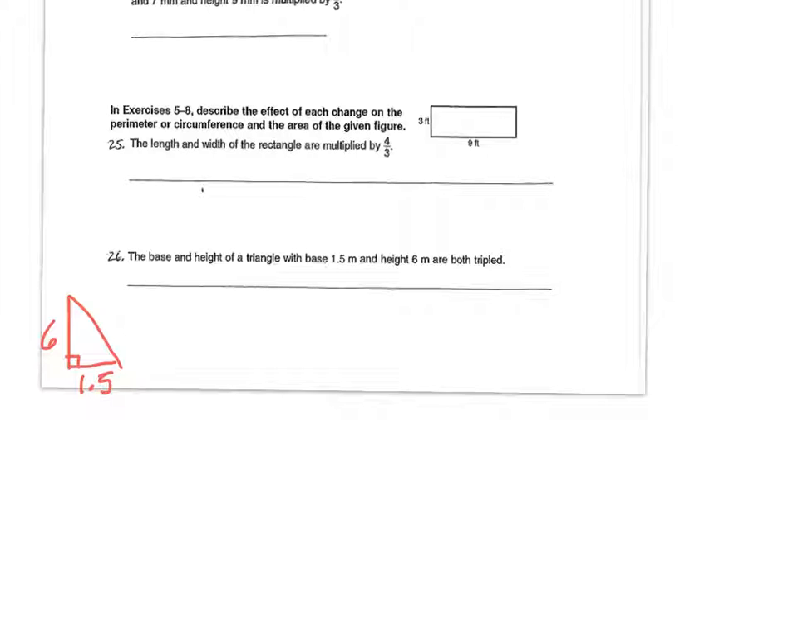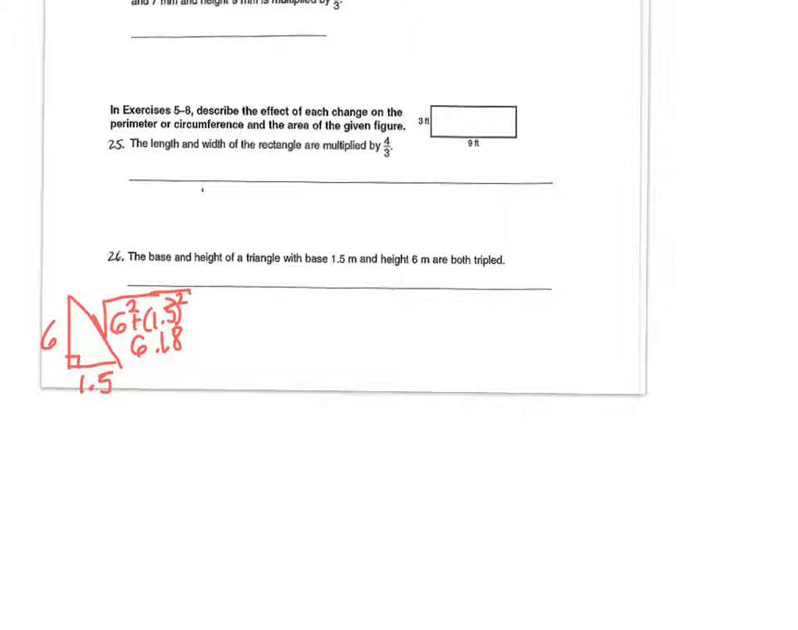The Pythagorean theorem, that's right. So the Pythagorean theorem is a squared plus b squared equal to c squared, right? Which is going to be 6 squared plus 1.5 quantity squared. And then you put that in the calculator. When you put that, that would be 6.18.